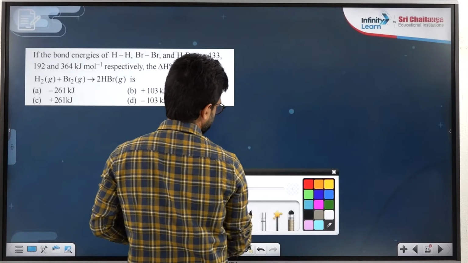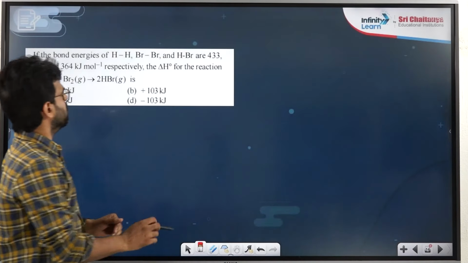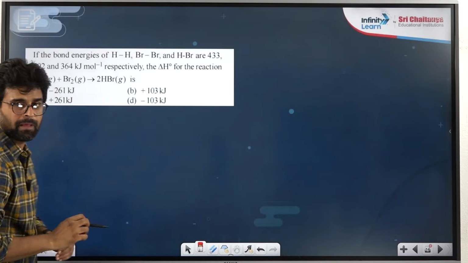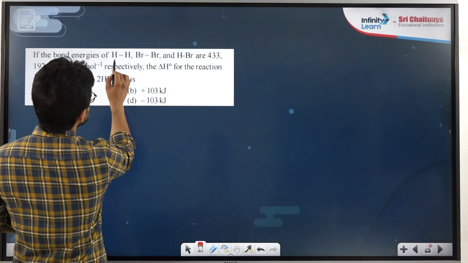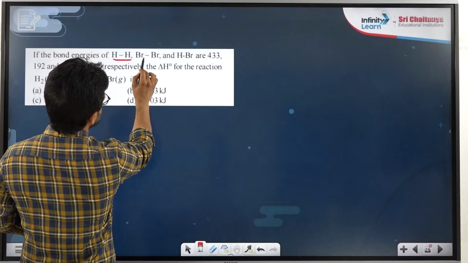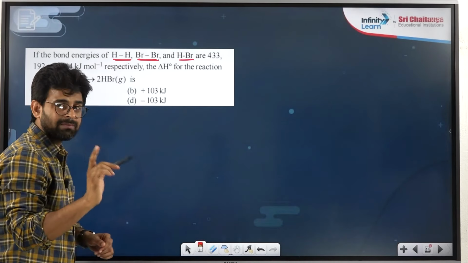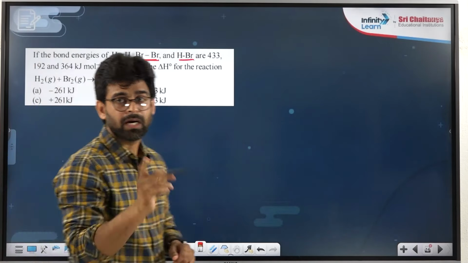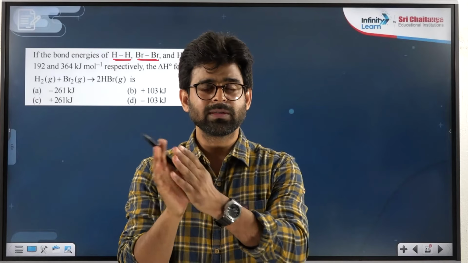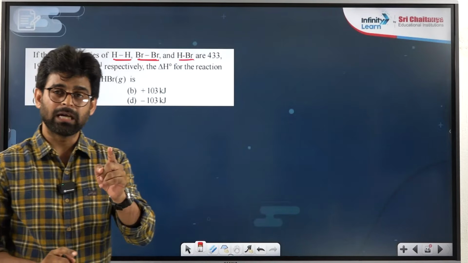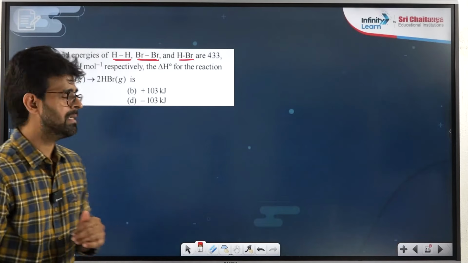Right, next thing is, now they are asking delta H for this reaction, right? And what they have given us: bond enthalpy of the HH bond, bond enthalpy of the Br bond, and bond enthalpy of what? HBr bond. Third type: for the reactants and products they have given the bond enthalpies. So bond enthalpy of reactants minus bond enthalpy of products. Don't forget about it. Bond enthalpy of reactants minus bond enthalpy of products, right?